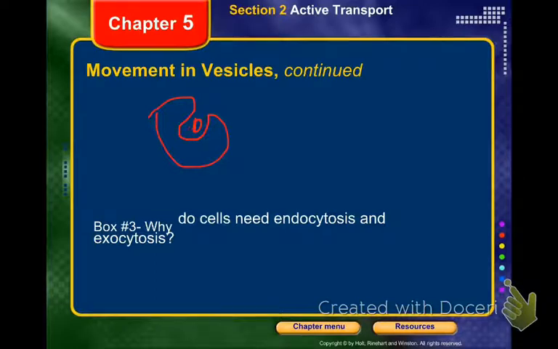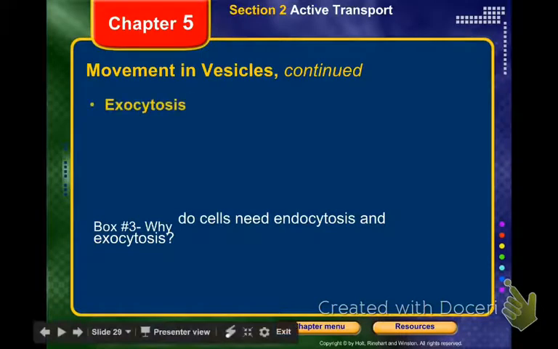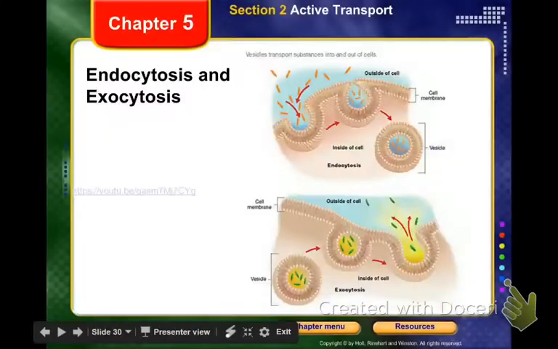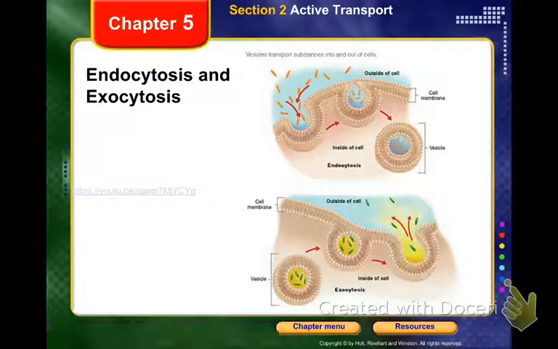And the reverse of this process would be the exocytosis, where the material would be going from a vesicle out and fusing with the cytoplasm and then being sent out of the cell. Okay? So endocytosis and exocytosis. Much better drawings than I just made, right?